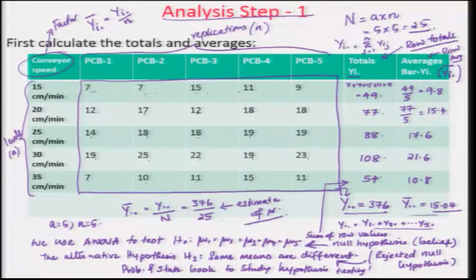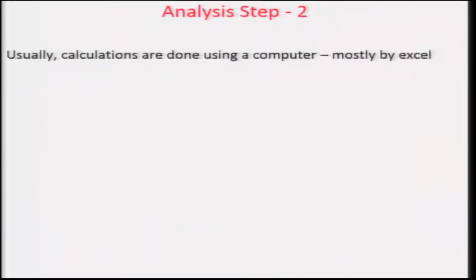But in this case, I am assuming that you have already gone through it. The null hypothesis is always the belief that the treatment levels have no impact on the means, and if that belief is not right, then we believe that some of the means are different. That is the alternate that we are going to take, and we have already seen how these numbers are calculated. Now, the second step of the analysis, analysis step 2.